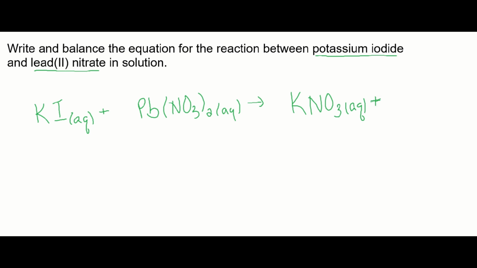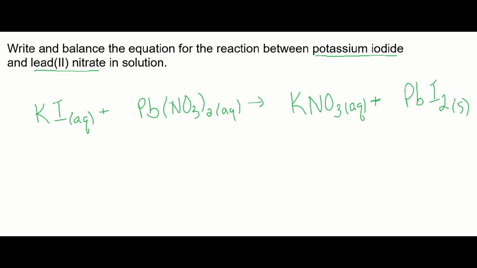And then the other product is lead 2 iodide. So you crisscross the charge, you get PbI2. And that's going to be a precipitate, because although most halide salts are soluble, lead 2 is an exception.